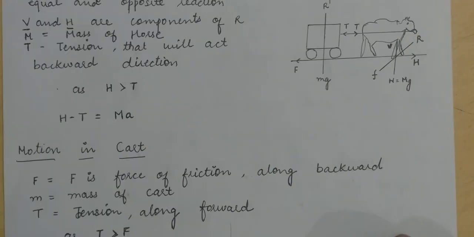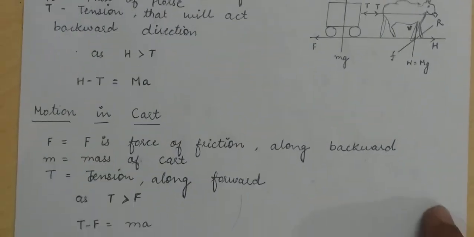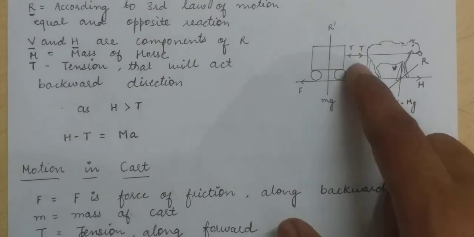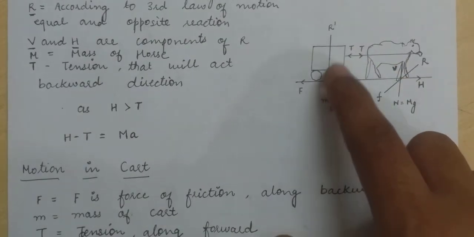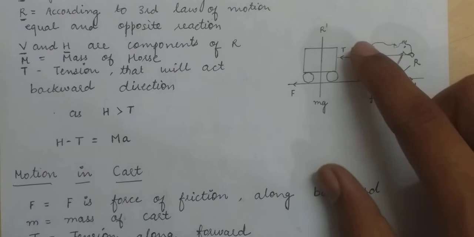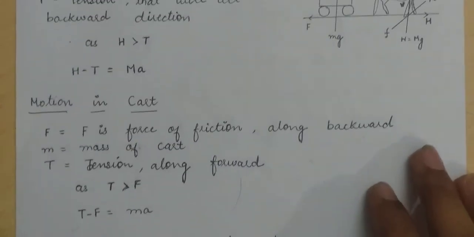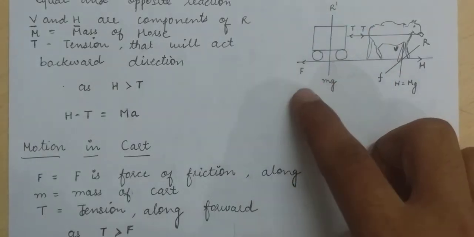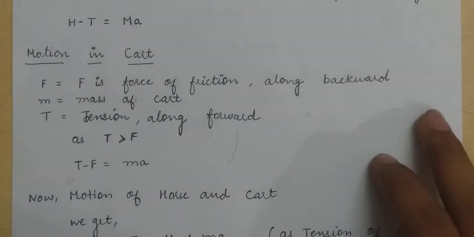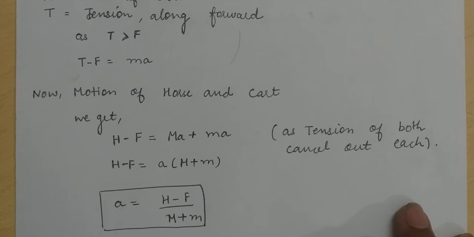For the motion of the cart, F is a force of friction along the backward direction. m is the mass of this cart. T is the tension along the forward direction. If we move in the forward direction, then T is more than F, so we can say T minus F equals ma, that will move the cart in the forward direction. Now the motion of horse and cart, we get H minus F.